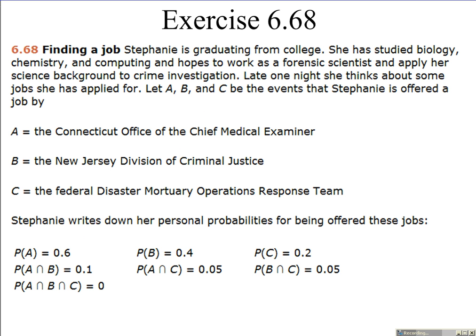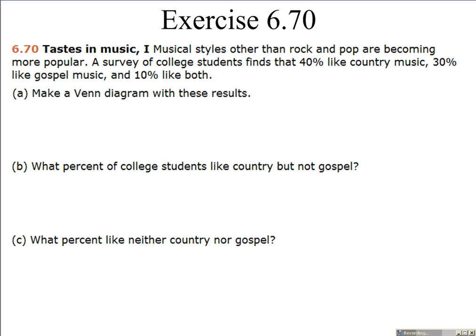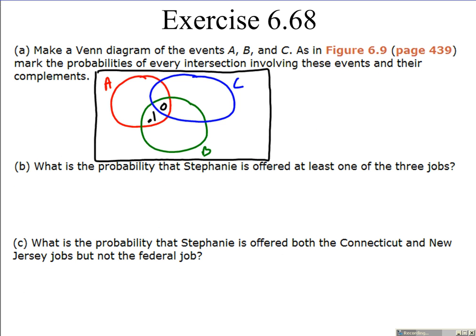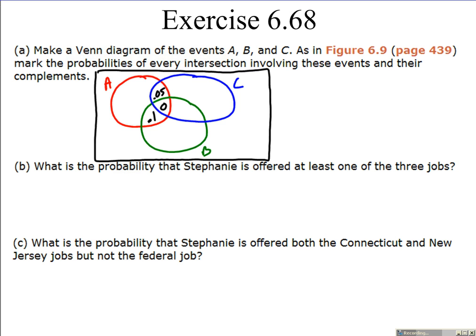Let's look back at our probabilities here. We know the probability of A and B happening is 0.1. So let's fill that out first. So A and B is 0.1. Probability of all three happening, we know, is 0. Probability of A and C happening is 0.05. So A and C, 0.05. Probability of B and C is 0.05.